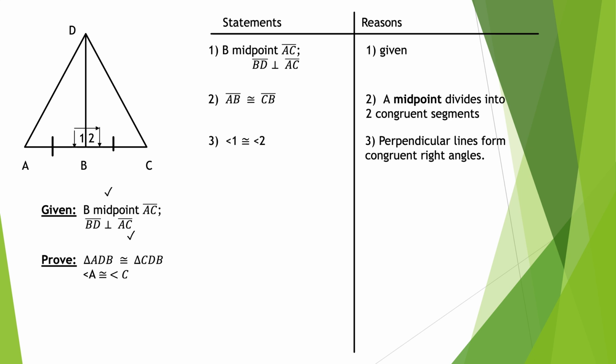I look for vertical angles, I look for reflexive, and I look for linear pairs, 2 pairs of linear pairs. And what I see here is a reflexive. I see that the side BD is shared by both triangles. So step 4, BD is congruent to BD by reflexive. And step 5 then is that the 2 triangles are congruent. And the reason they are congruent is side angle side is congruent to side angle side.